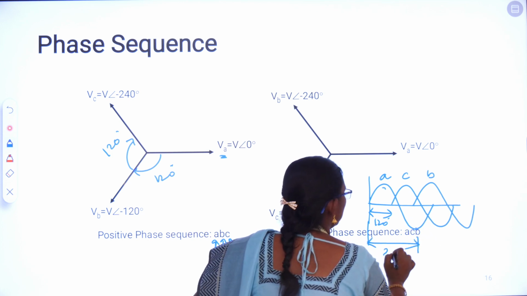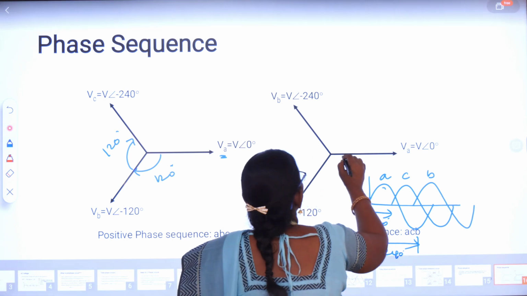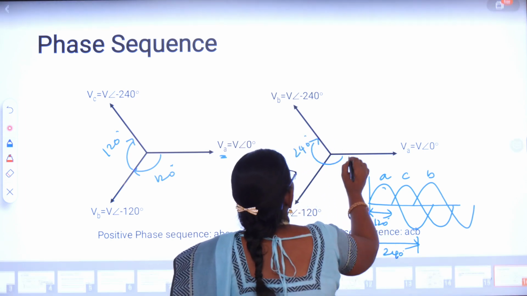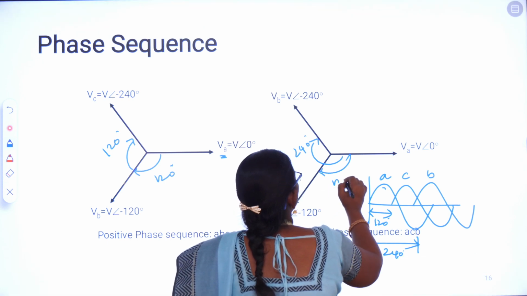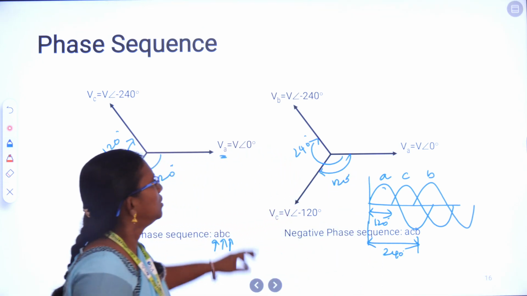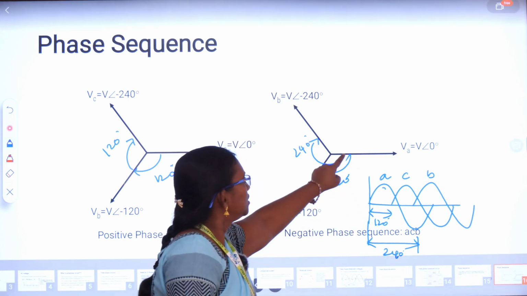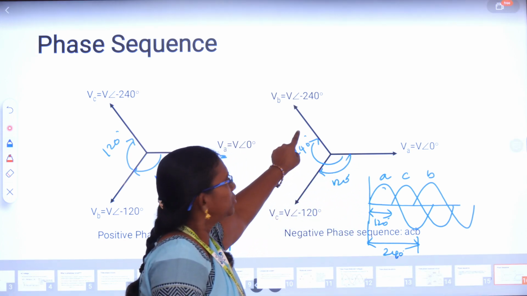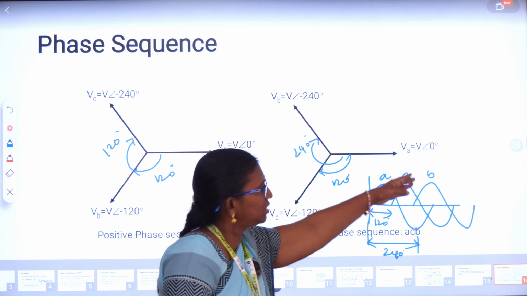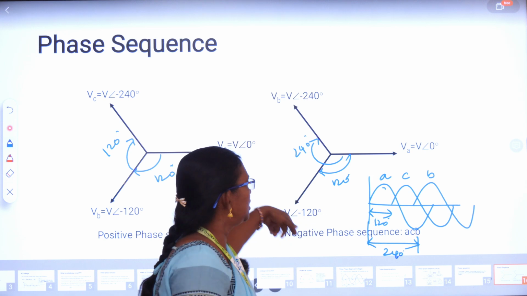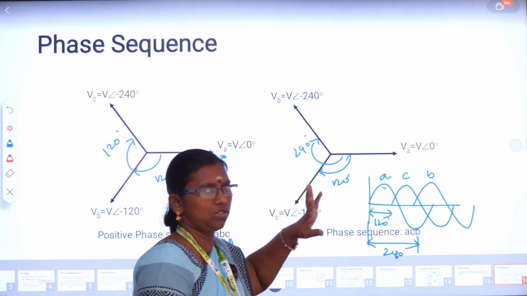240, this is 240, so this angle is 240, and this is 120. After VA reaches its peak, with a phase difference of 240, VB reaches its peak next to C. So this is the reason we call this a negative sequence.